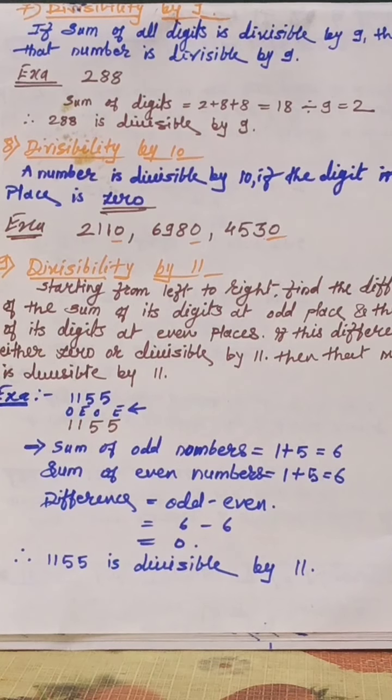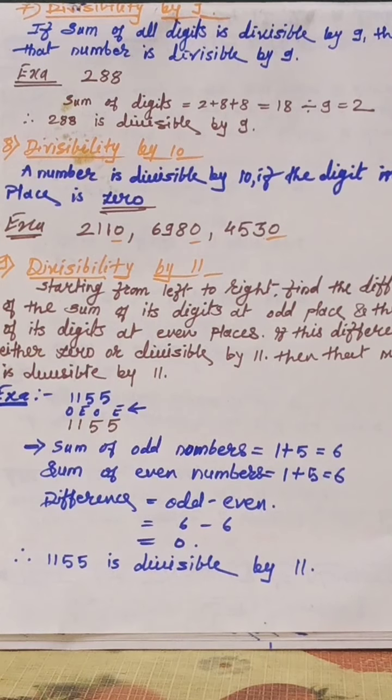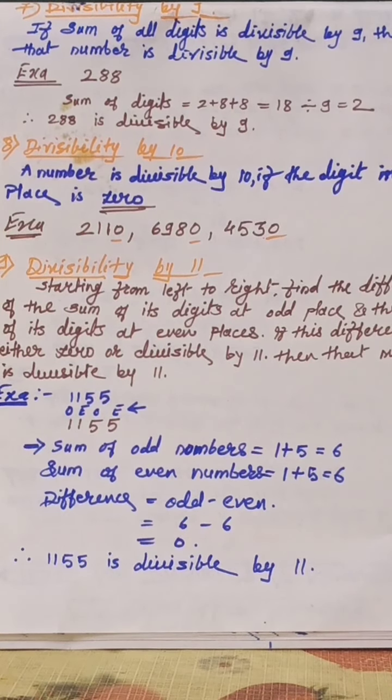Next test of divisibility is by 9. If the sum of all digits is divisible by 9, then that number is divisible by 9. We know the test of divisibility by 3. Same like that, we have to find the sum of all digits. Let's take one example, 288. The sum of all digits is 2 plus 8 plus 8 equals 18. 18 is divisible by 9. Therefore, this number is divisible by 9.